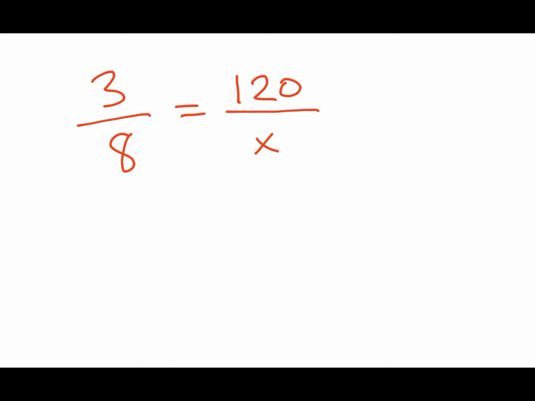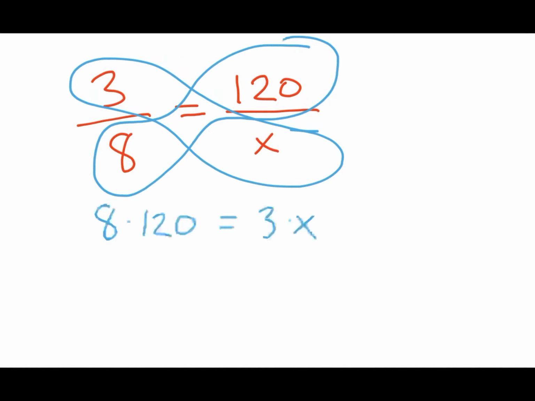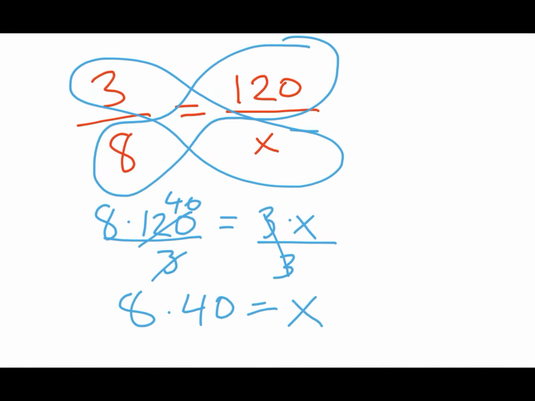The second way, of course, is 3 over 8 is equal to 120 over x. Cross multiply, and I have 8 times 120 equal to 3 times x. If I divide both sides by 3, I get 8 times 40 equals x, which is the same thing I got before. It's just a different method of doing it.